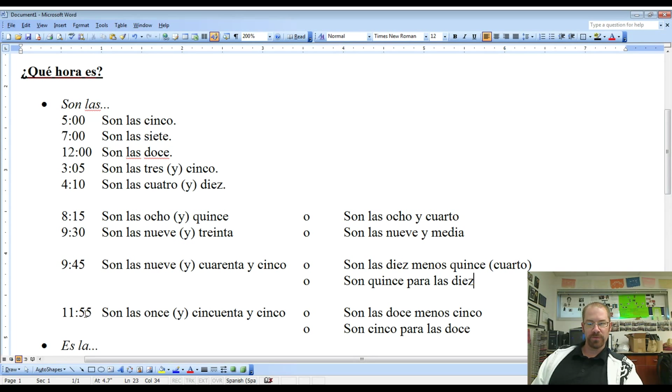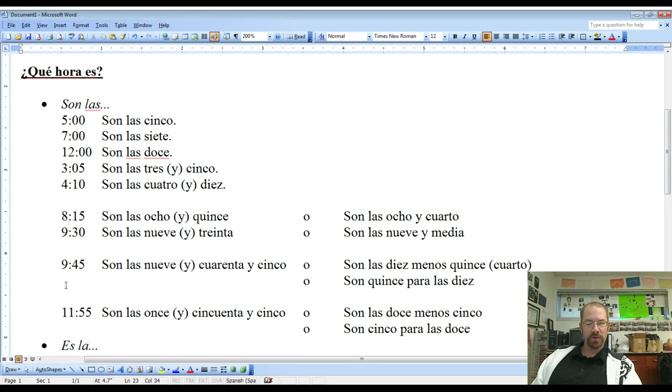And then I got one more example for you. For 11:55, I could use the long answers, son las once cincuenta y cinco for it's 11:55. I can use the subtraction option again right here, where I have son las doce menos cinco for it's 12 o'clock minus 5. Or I can say it's 5 until 12, which is son cinco para las doce.